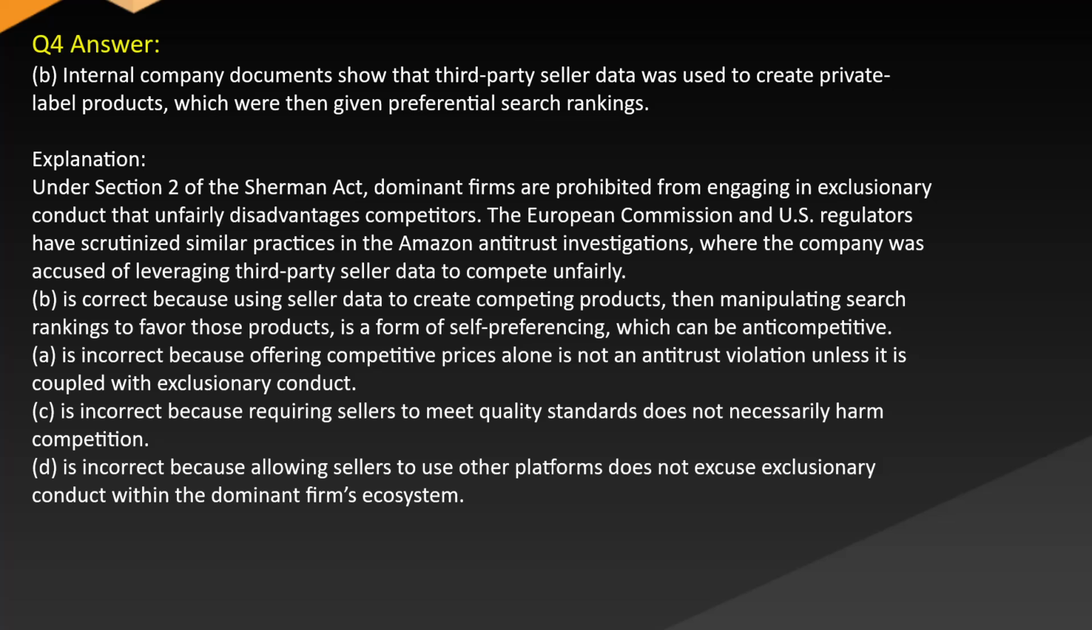B is correct because using seller data to create competing products, then manipulating search rankings to favor those products, is a form of self-preferencing, which can be anti-competitive. A is incorrect because offering competitive prices alone is not an antitrust violation unless it is coupled with exclusionary conduct. C is incorrect because requiring sellers to meet quality standards does not necessarily harm competition. D is incorrect because allowing sellers to use other platforms does not excuse exclusionary conduct within the dominant firm's ecosystem.